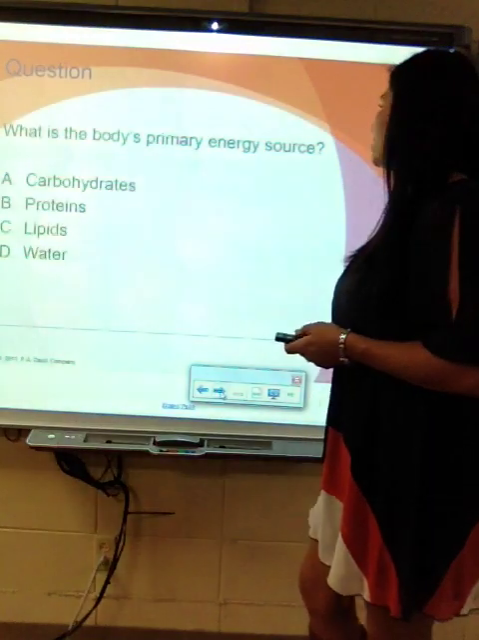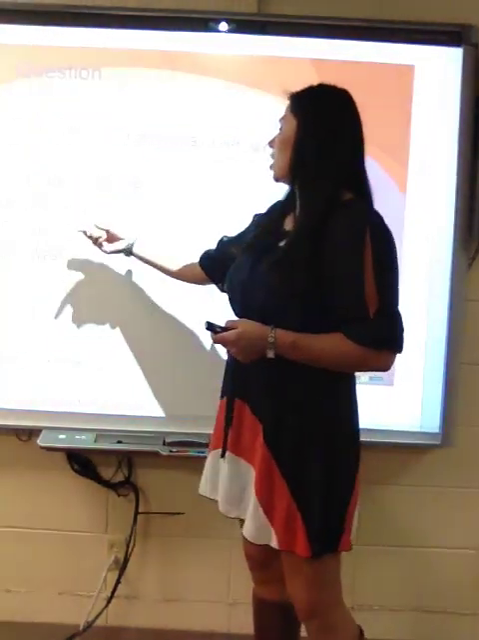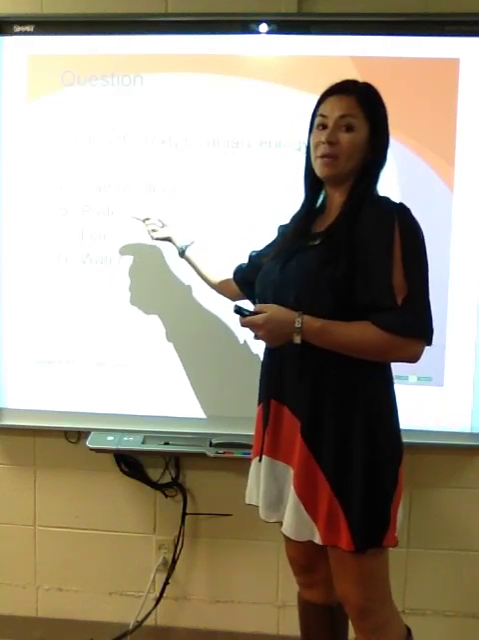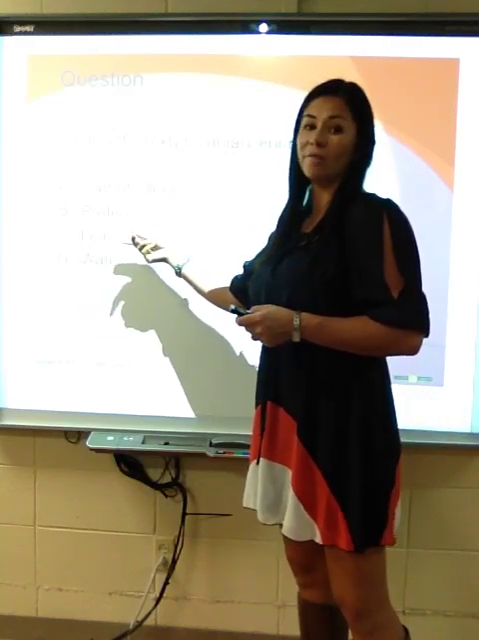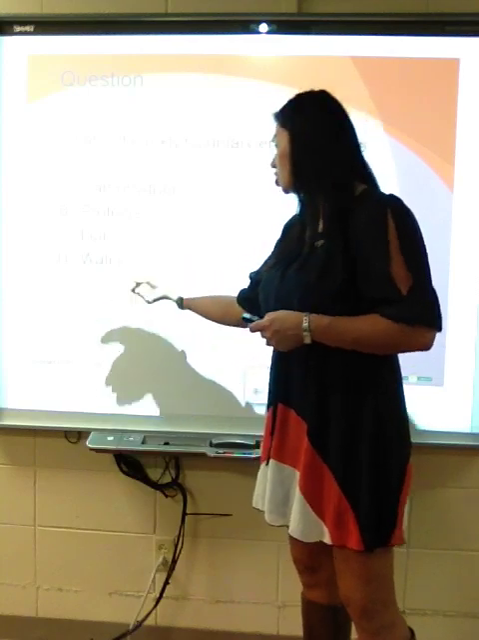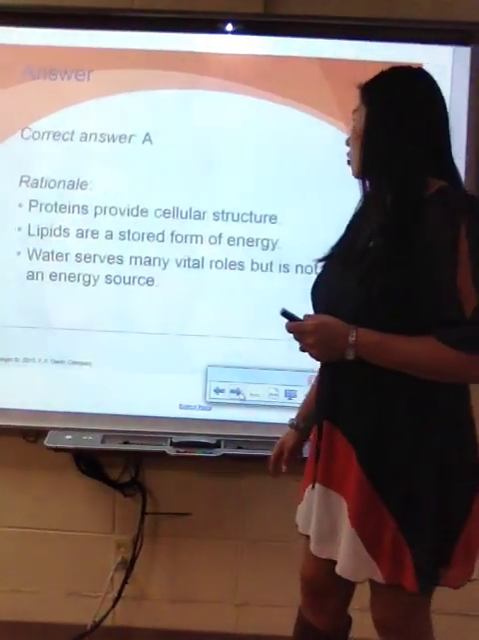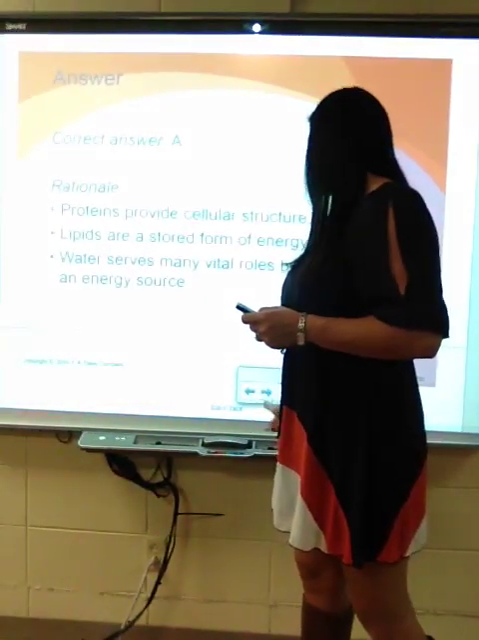What is the body's primary energy source? So we had carbohydrates, which are glucose, proteins made up of amino acids, lipids, which are fat, gets stored as adipose tissue or fat tissue, and water. So definitely your carbohydrates, A, broken down into glucose.